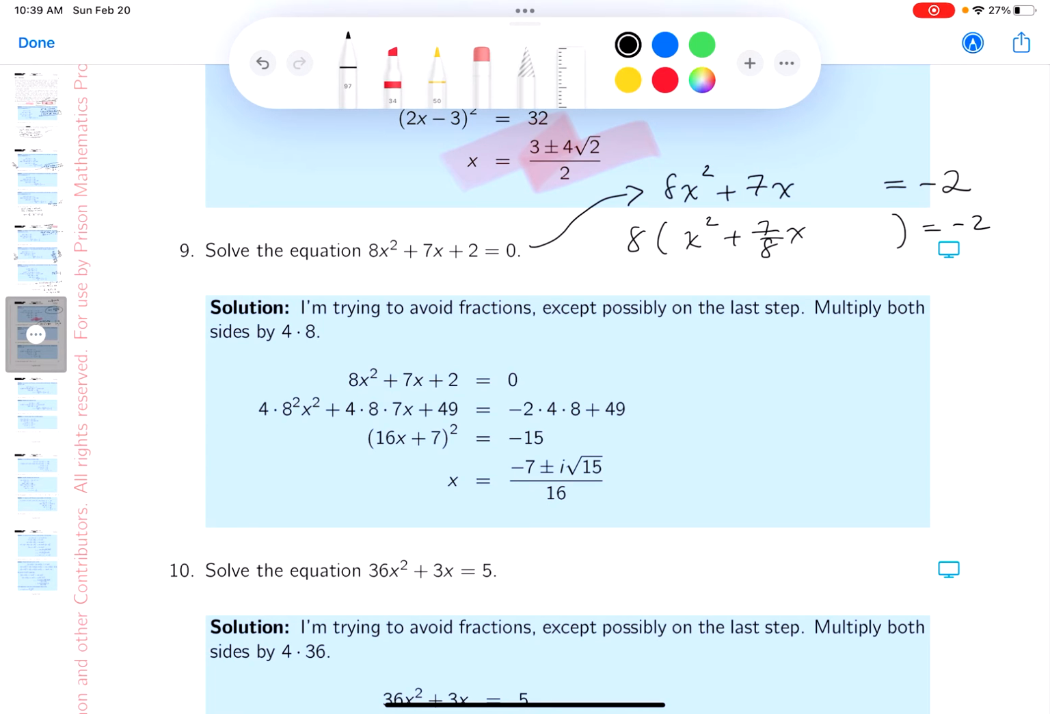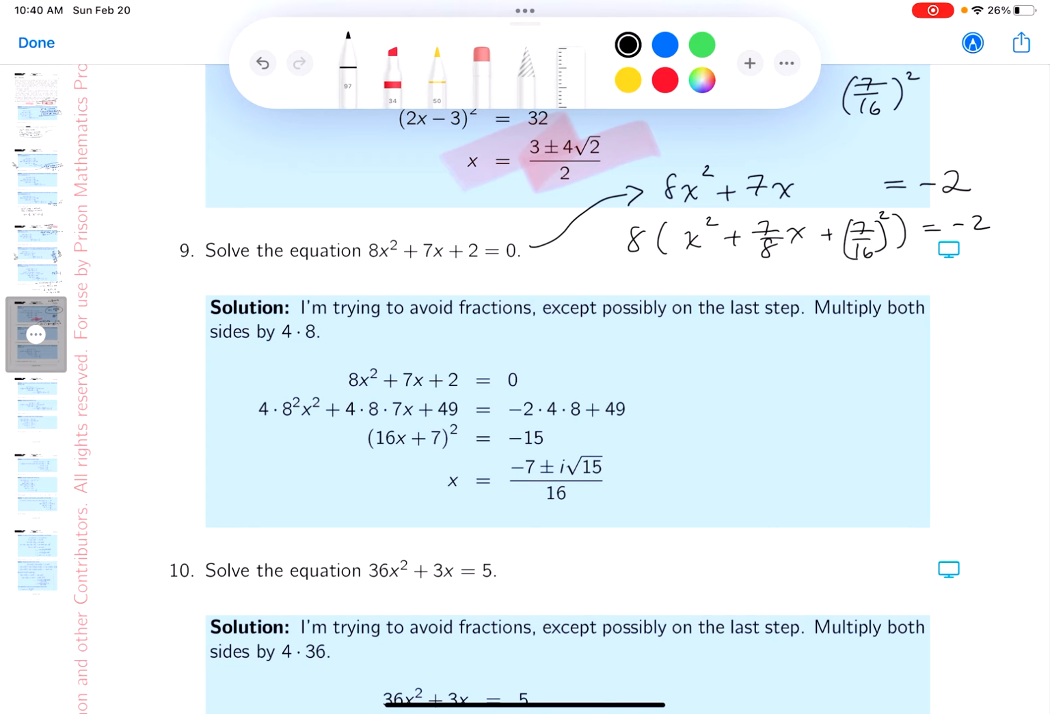I take half of the coefficient on the x, which would be 7/16, and I square it. All right, I'm going to write that down for you. That's going to be 7/16 squared. You may wonder why I'm not doing the arithmetic. I don't have to do the arithmetic. We'll do some arithmetic later, by the way.